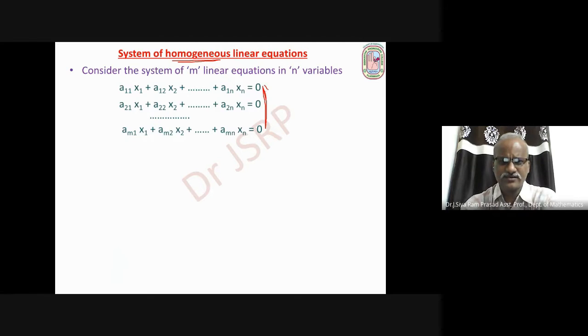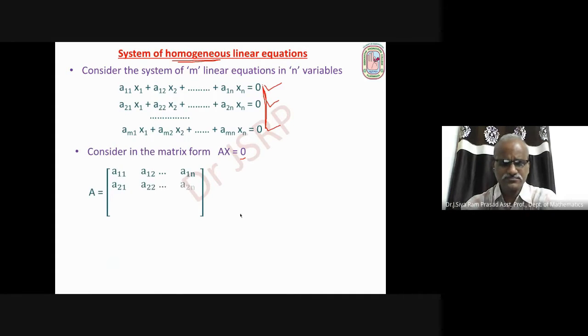If at least one value on the right side is not equal to 0, then the system is called a non-homogeneous linear equation. If all values on the right side are zeros, then the system is called a homogeneous linear equation. So as usual, we can write this in matrix form: AX equal to 0, where the right side is the zero vector. Here capital A is, as usual, the coefficient matrix, and capital X is the column vector containing variables x1, x2 and so on up to xn.